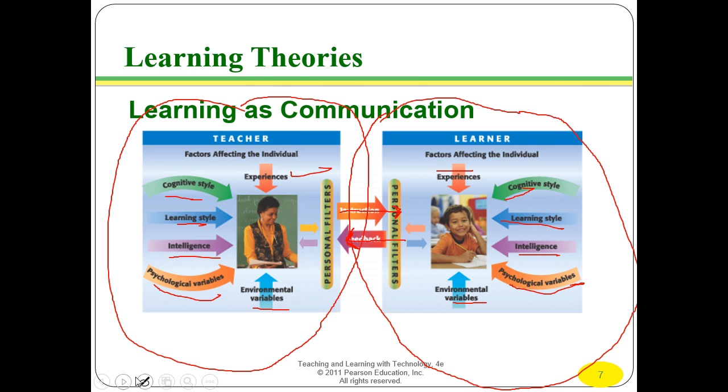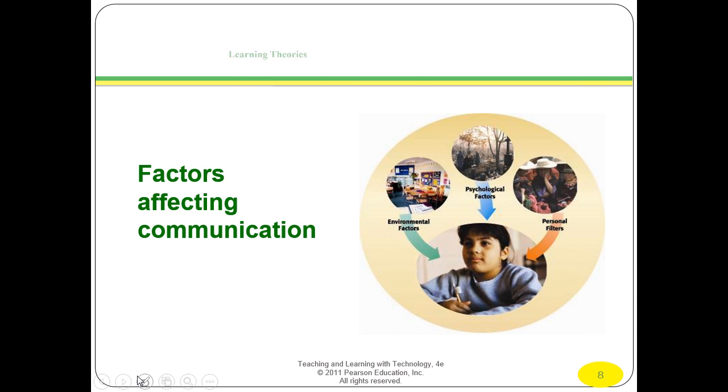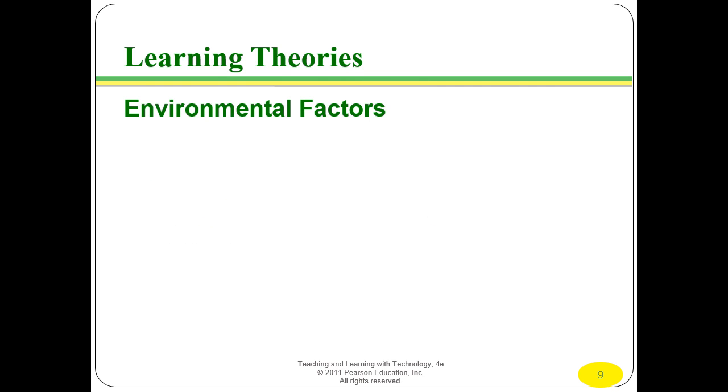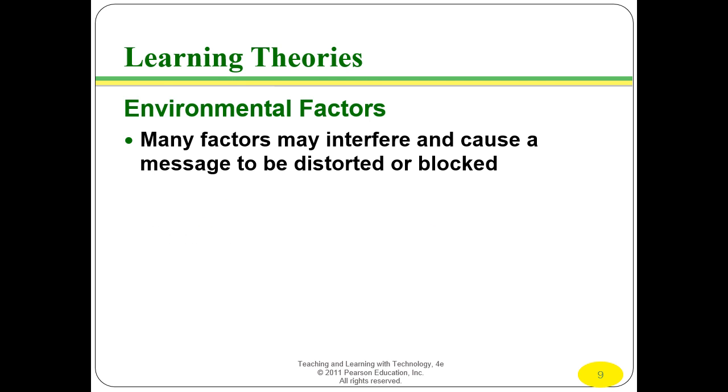Now let's see if I can move forward here. There we go. Let's look at some factors that affect communication. And our graphic here shows basically three factors: environmental factors, psychological factors, and personal filters. And now let's see what those things are. Well, environmental factors. There are many factors that might interfere and cause a message to be distorted, or blocked. I just mentioned one environmental factor.